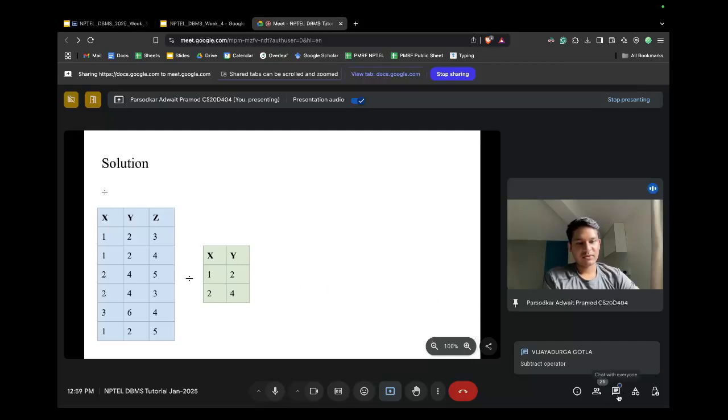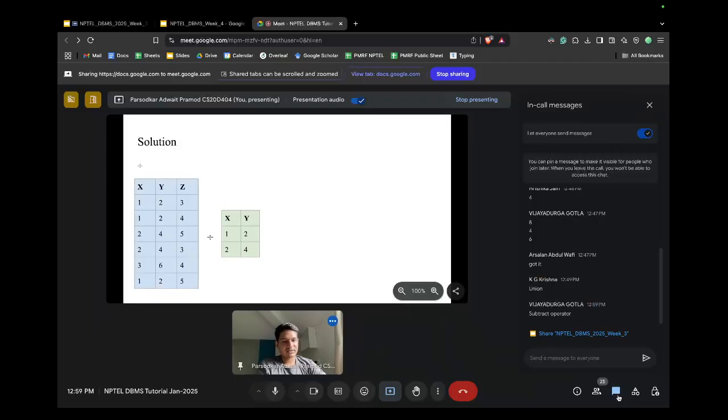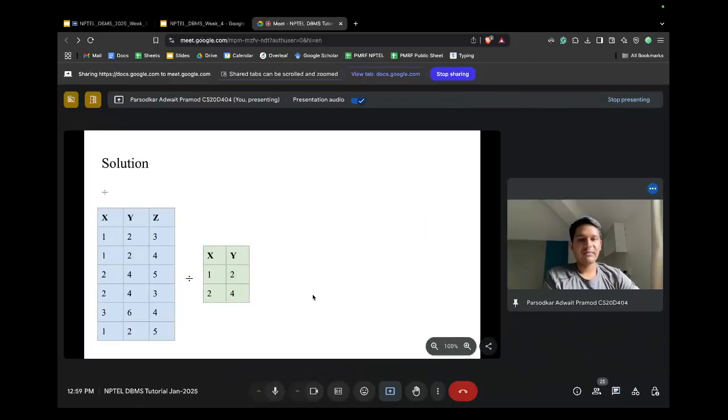Okay, so you're saying that it is the subtract operator, but over here you cannot really subtract the two tables, right? Because for subtraction you need union compatibility, which is what we saw earlier. Two tables with different numbers of attributes cannot be subtracted.